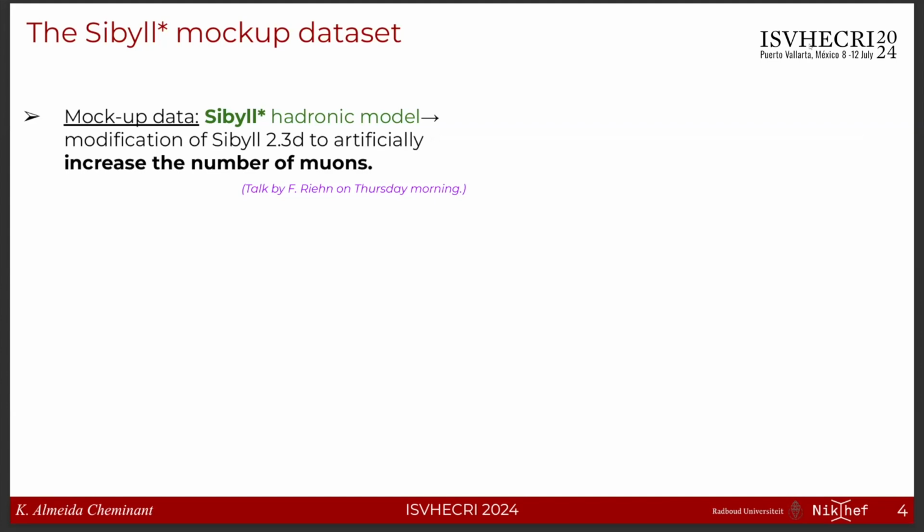And so in this particular analysis that I'm showing here, I'm not working with real hybrid events. I'm working with a mock-up dataset based on the Sibyll-star hadronic model, which artificially increases the number of muons. You will actually have a talk by Felix Riehn on Thursday morning about this model, so stay tuned for this.